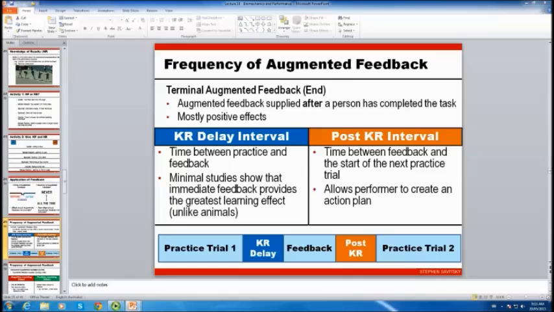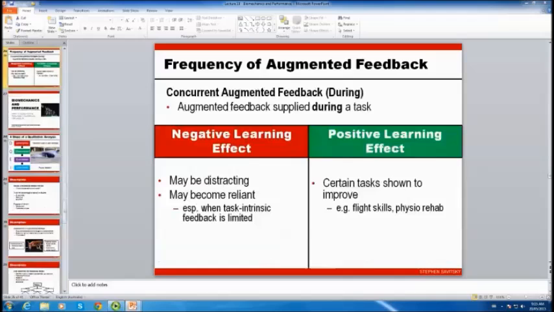Concurrent feedback is during the performance. So we just said what happens after. This is during. So this would be the person is doing the skill and I'm talking to them as they're doing it. Two sides of the coin here. There's positives and negatives. The negative would be something like this.